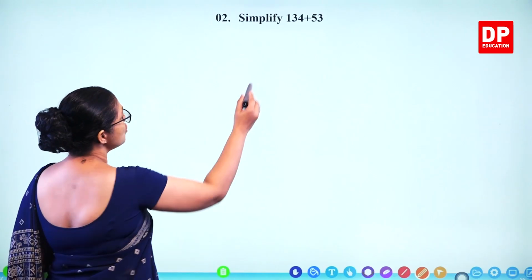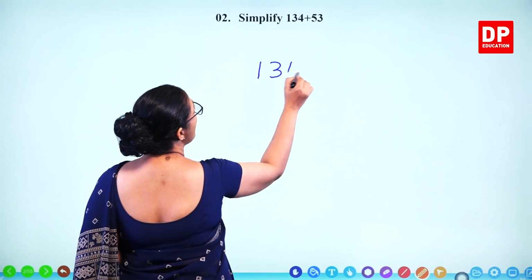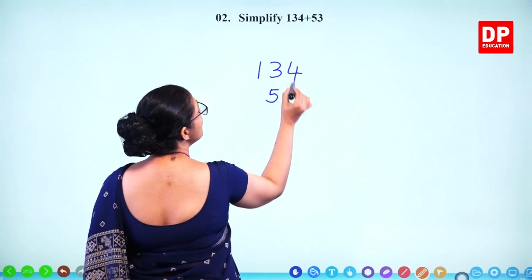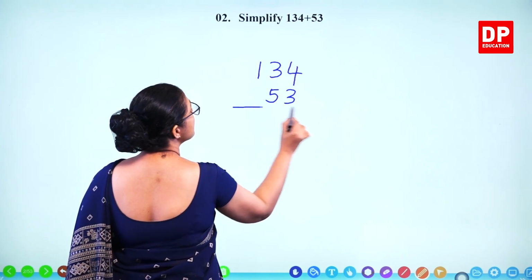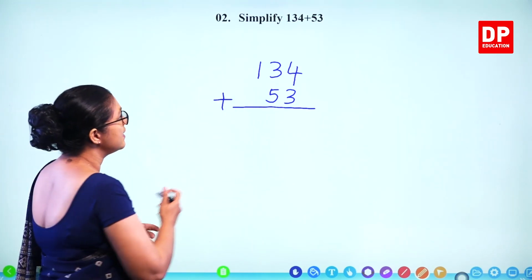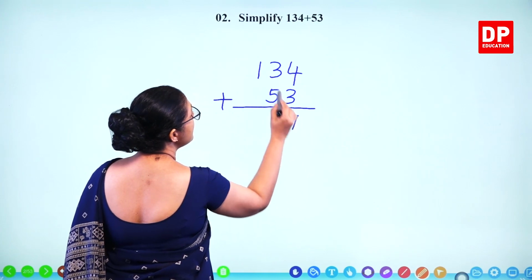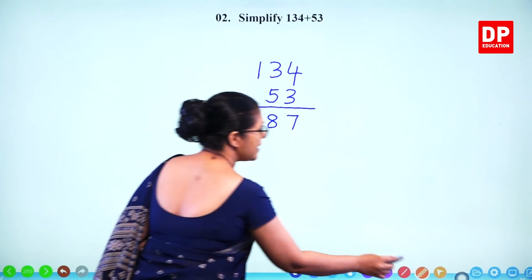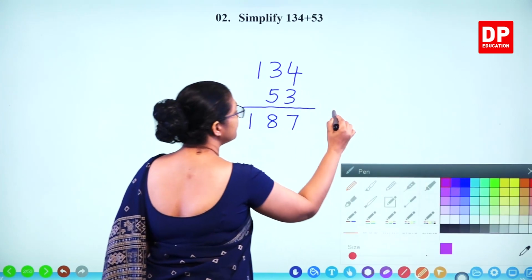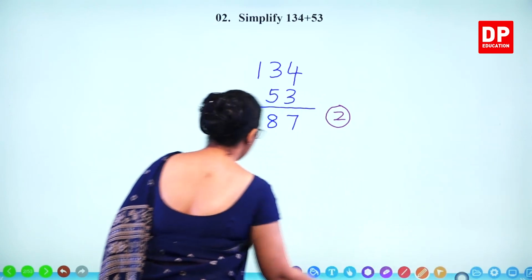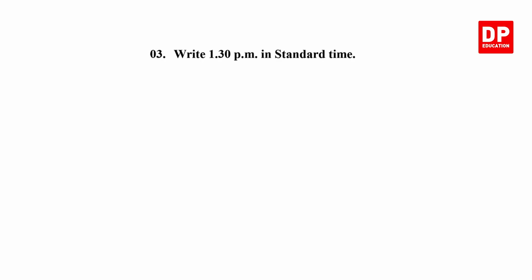Question number 2, simplify. Addition of 2 numbers. So when you are writing, make sure that this 3 is in the units place. You have to write in a column and add. 4 plus 3, 7. 5 plus 3, 8. 187. 2 marks you are getting for each question in part 1.